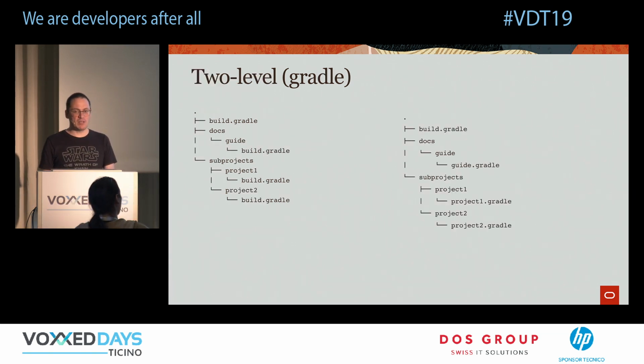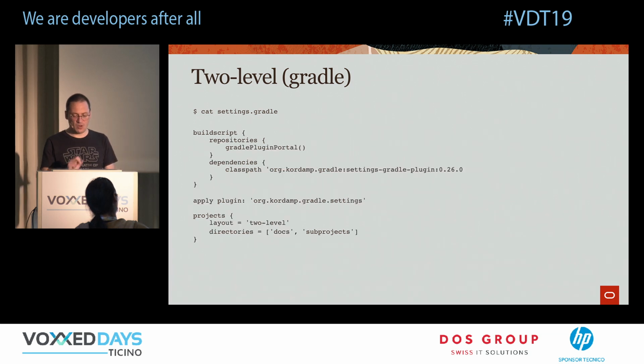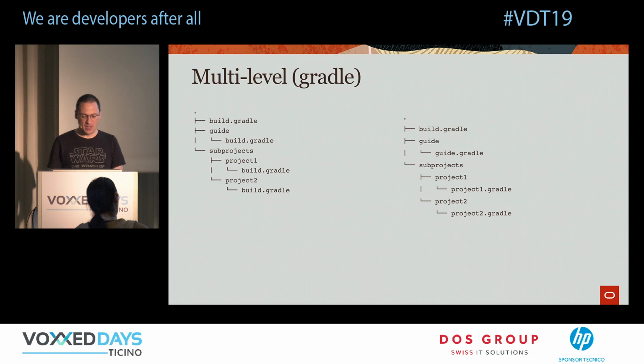What about the 2 level? Well, the only change that we did from Maven is the build files, the names. Well, you can do this because we had to change the project there, or you apply the settings plugin, you change the type of layout now to 2 level. You can also restrict the directories that you want to be scanned, and in this case, docs and subprojects. There you go.